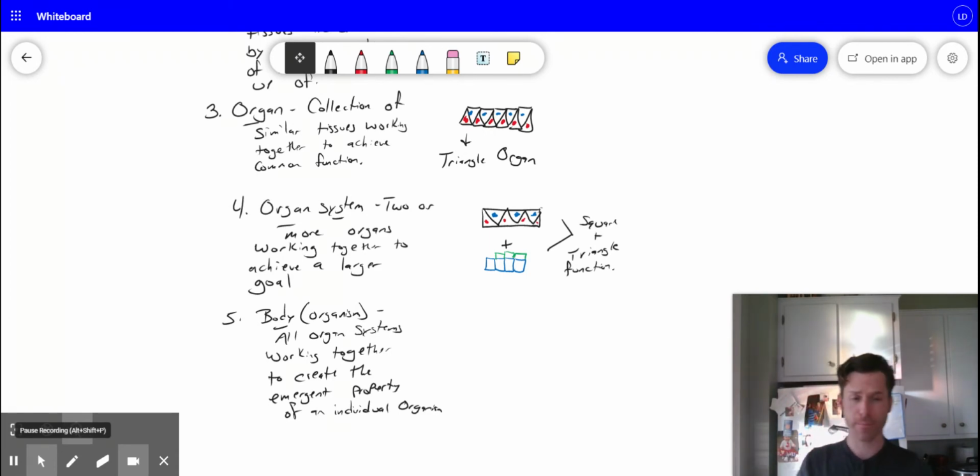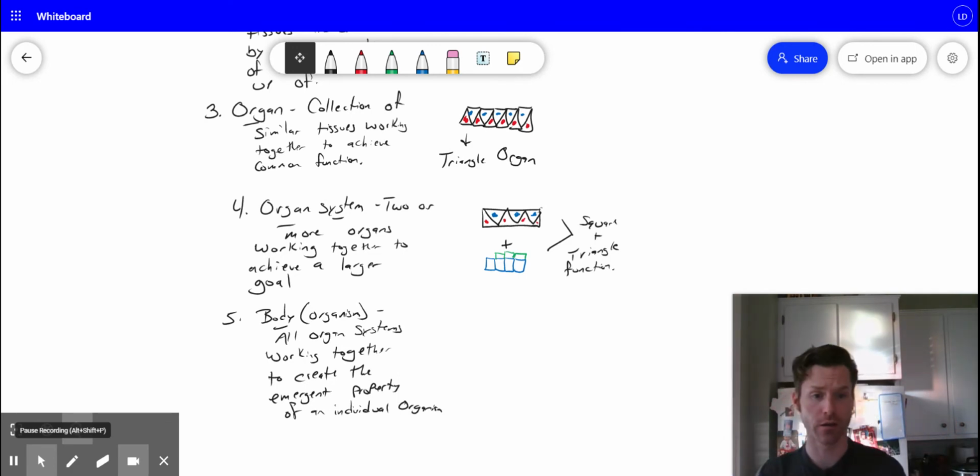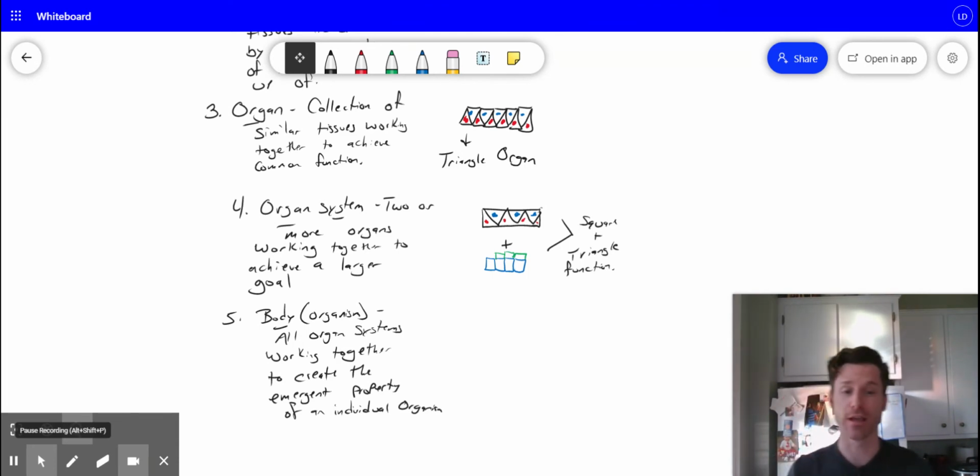Moving forward, if I put together a bunch of similar tissues to achieve a slightly larger but similar goal, I'm talking about an organ. Right? And so the organs in our bodies are things like hearts and kidneys and livers and brains. Right? The individual pieces that have their own responsibility. Lungs are an organ. Okay? And our organs are made up of tissue types that are similar to one another.